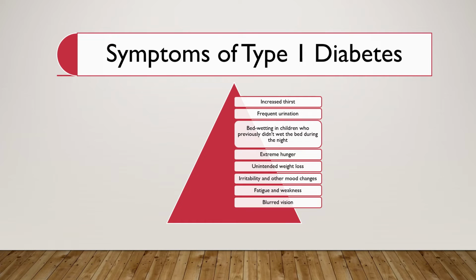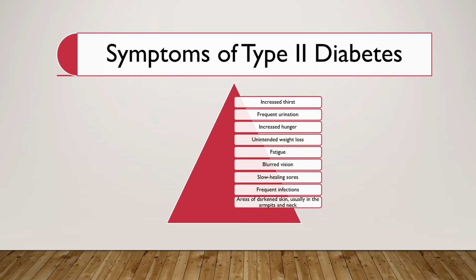Coming to the symptoms of diabetes, that is type 1 diabetes. Listed down are some of the symptoms, which include frequent urination, increase in thirst, extreme hunger, weight loss, irritability, blurred vision, etc.